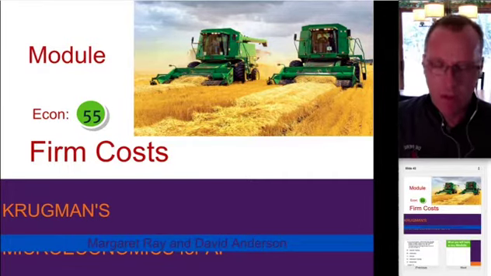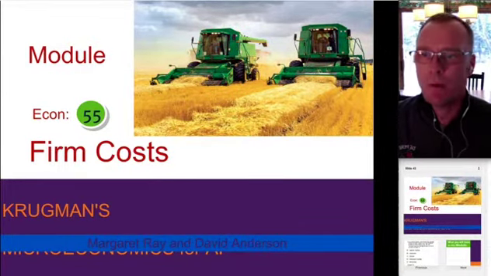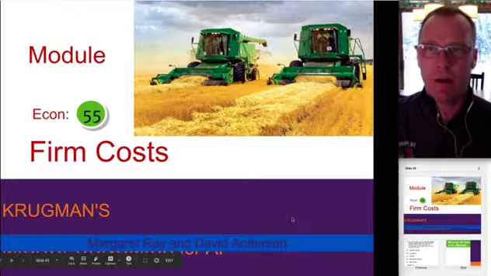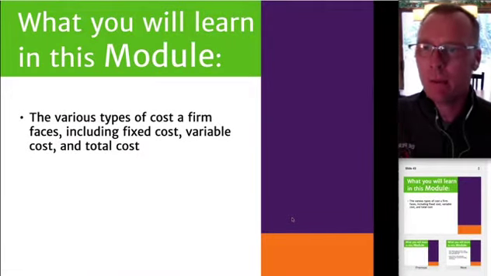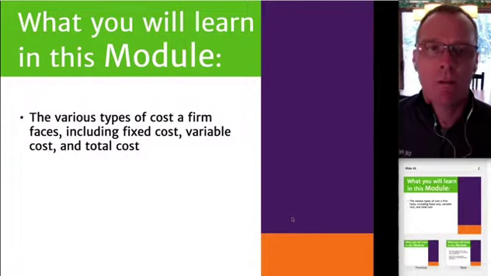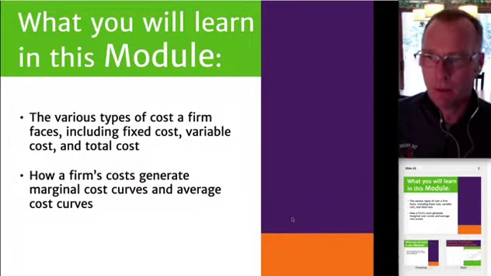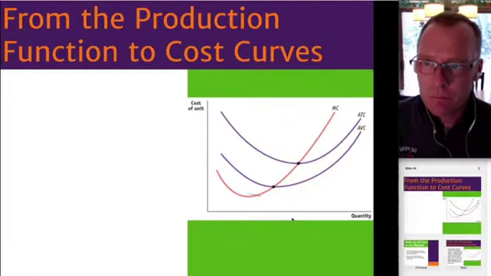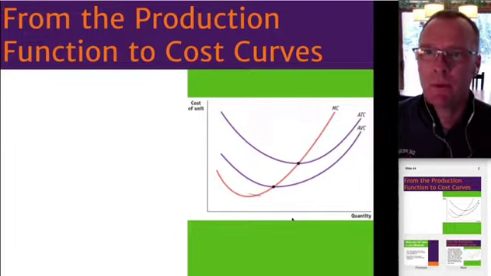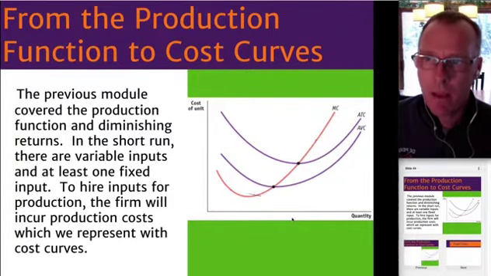From costs. As you look at this module, you're going to be able to see some things that are kind of related to the stuff we were doing before. But today we're going to look at types of costs: fixed costs, variable costs, and total costs. We're also going to see how those costs get turned into actual curves that we can measure. Today, the production function to cost curves is the first slide.